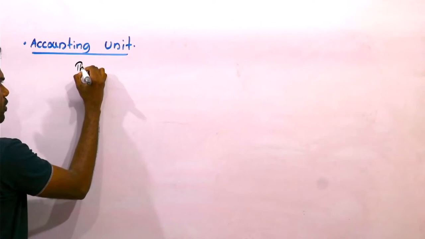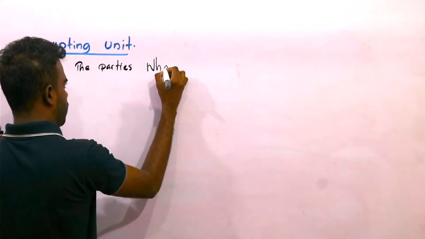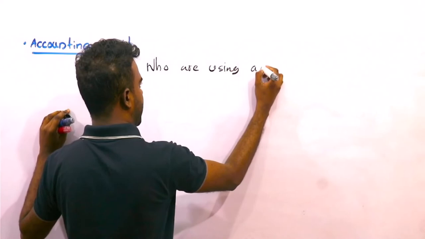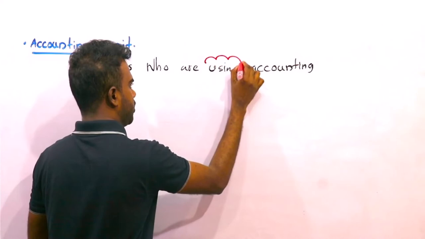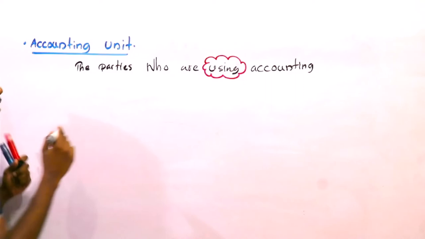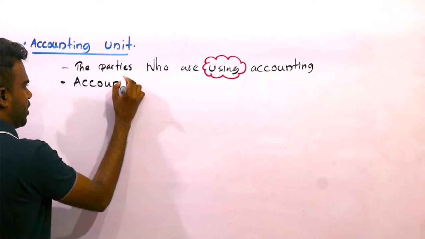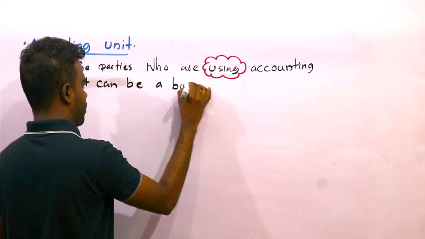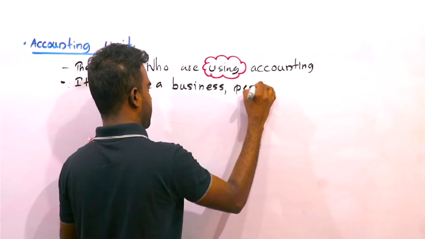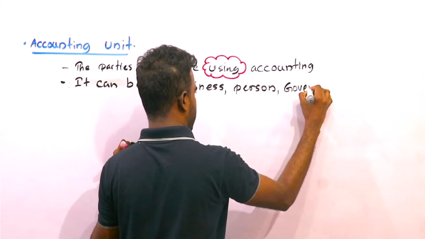Okay, write down this one. What is the meaning? The parties who are using accounting. This is actually not a definition, probably just an explanation. Please highlight the words "who are using accounting". It can be a person, it can be a business, and it can be a person, or government, or any other activity.